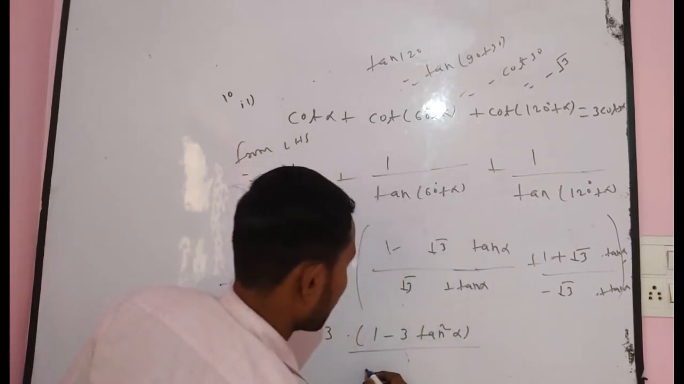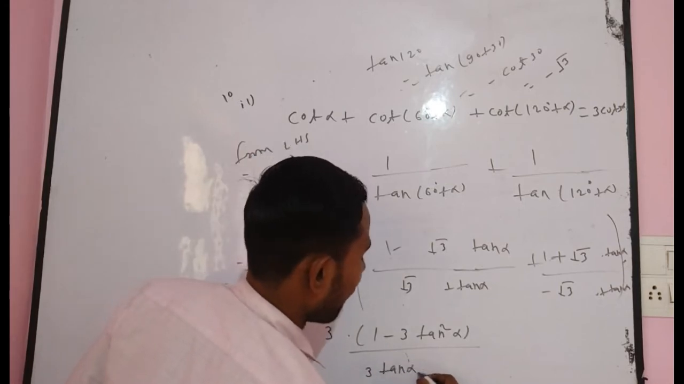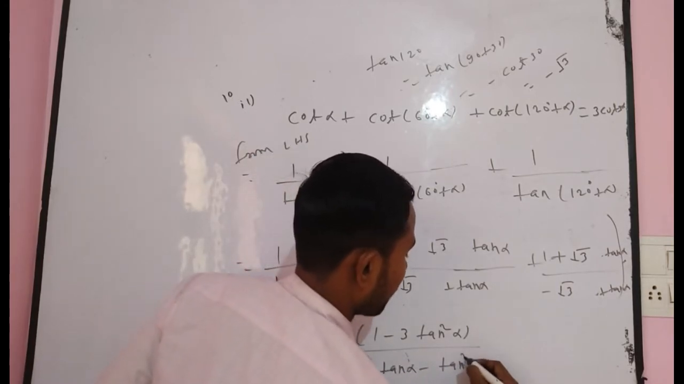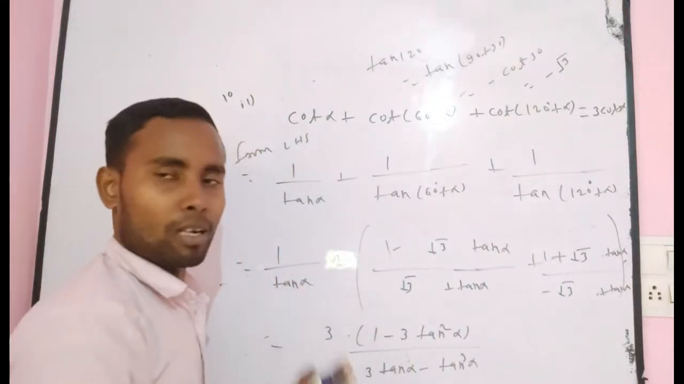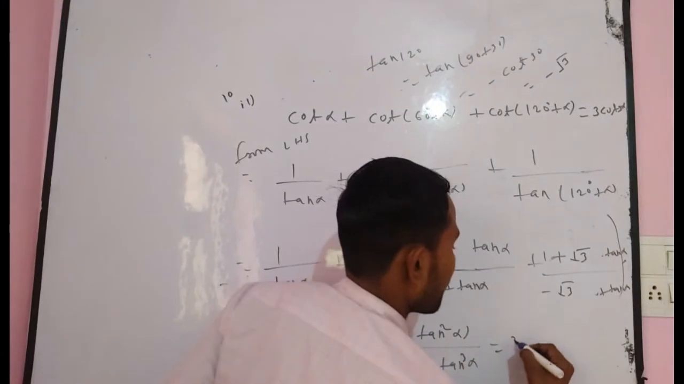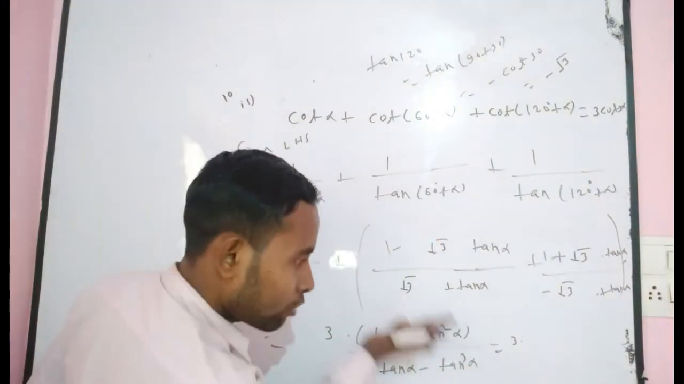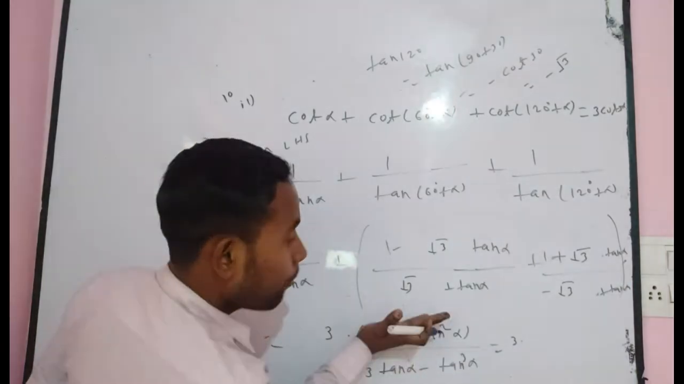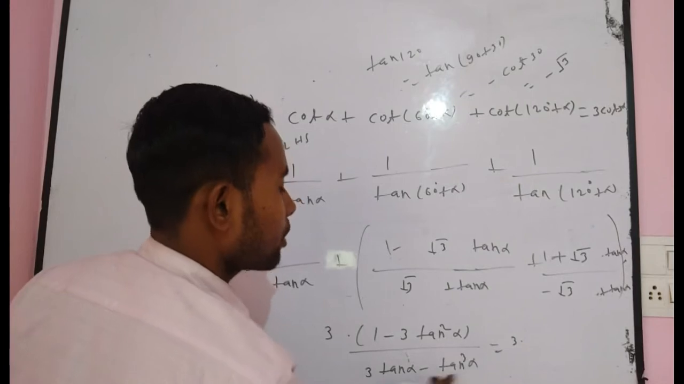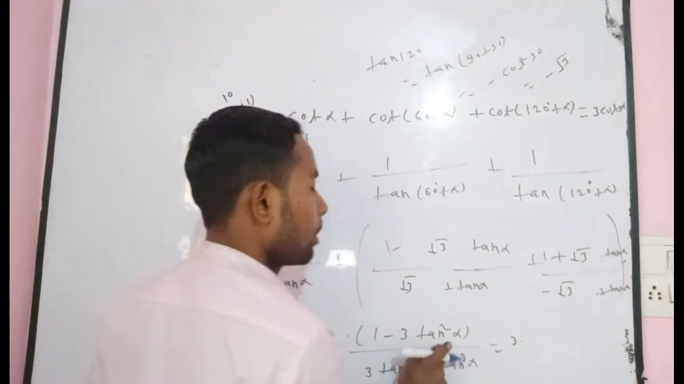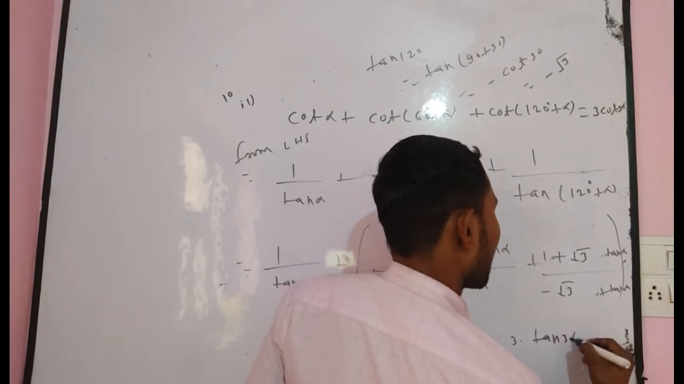divided by 3 tan alpha minus tan cube alpha. Okay. After manipulating the whole expression, you get this term. It will be 3 into, as you know, 3 tan alpha minus tan cube alpha divided by, can you write it in its denominator? If you take this expression in the denominator, it becomes 3 tan alpha minus tan cube alpha divided by 1 minus 3 tan square alpha, which will be tan 3 alpha.